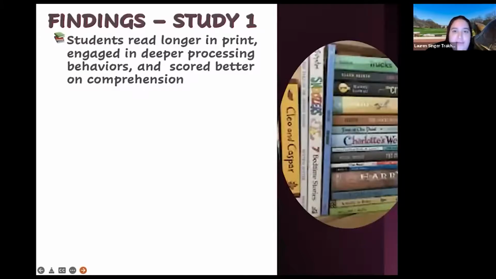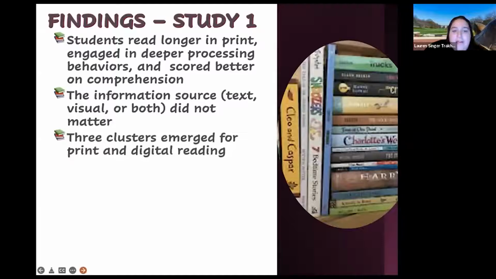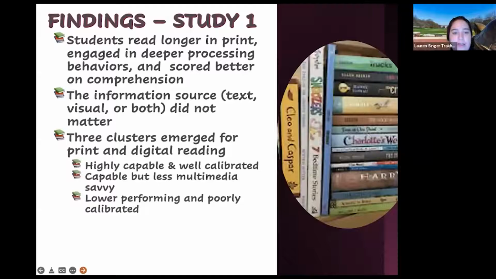Once again, you could fill in the blanks here. Students read longer when they had reading in print. They once again used those deeper processing behaviors like rereading text, referring to the visual when it's referenced in the text, reading the caption of the visual, etc., and did better on comprehension overall. Now, the information source here did not matter. So if the question was about something in the visual, the text, or both, they still performed better when they read in print. And we found that 3 clusters emerged for these print and digital reading groups, which we'll talk about a bit more on the next slide.